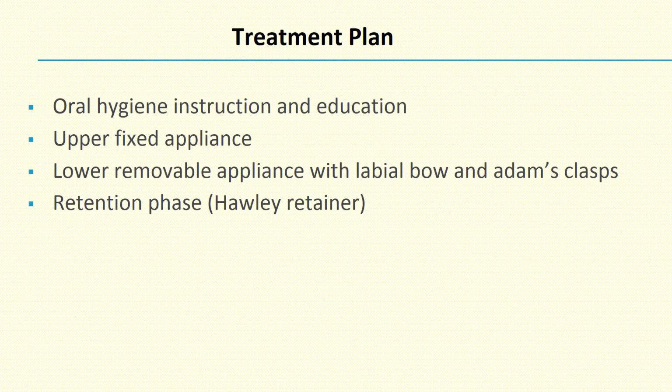Treatment plan for this patient would be providing oral hygiene instruction and education, upper fixed appliance as the space is too big to be closed by removable appliance, and for lower arch it will be lower removable appliance with labial bow and Adams clasps, while for retention phase it will be Hawley retainer, which consists of a labial bow and two Adams clasps at molar.